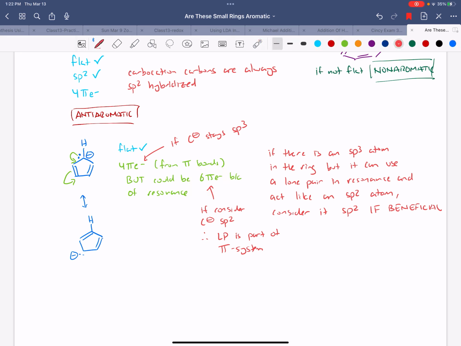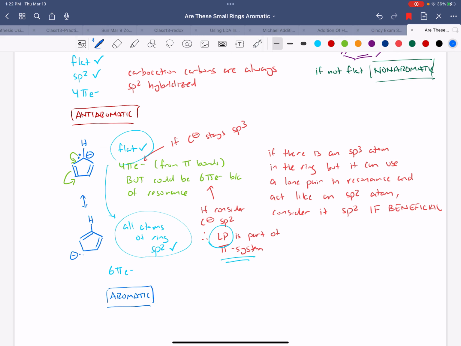So I'm going to say that A, it's flat. B, all atoms of the ring are sp2. And now, since the lone pair is part of the pi system, we have 6 pi electrons. We got to a state where this is aromatic. And that's our final answer. Aromatic.